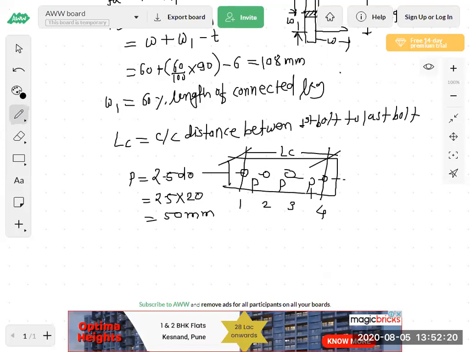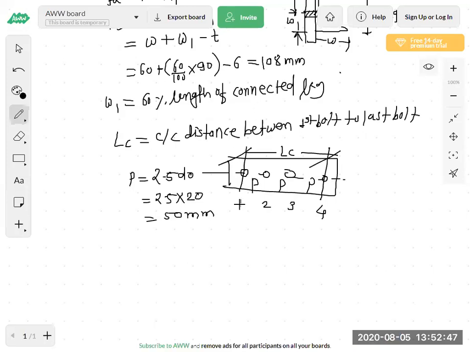So how many pitches are there? If there are 4 bolts, 3 pitches are there. 1, 2, 3, and 4 bolts. From the center to center distance between these 2 bolts, 1 pitch is there. This is the second pitch and this is the third pitch. As I told you in the last lecture, if 2 bolts are there, 1 pitch will be there. If 3 bolts are there, 2 pitches will be there.